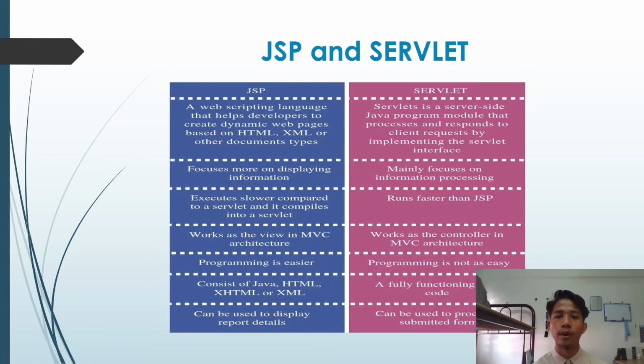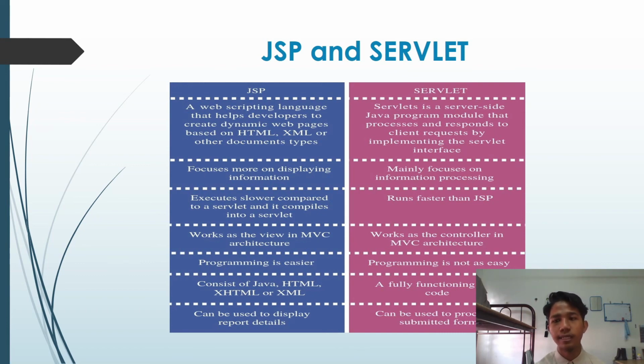Basically, JSP is a web scripting language that helps developers to create dynamic web pages based on HTML, XML, or other document types. It's focused more on displaying information. It executes slower compared to servlet and it compiles into servlet. It works as a view and the programming is much easier compared to servlet. So it consists of Java, HTML, XHTML or XML. It can be used to display report details such as a receipt or history of a purchase.